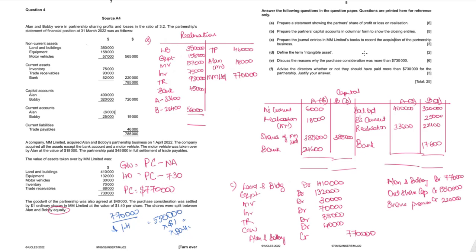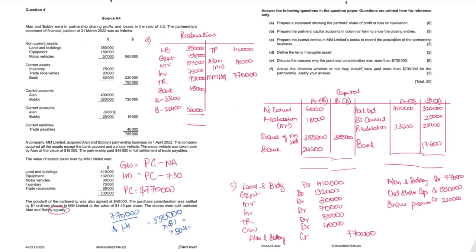Discuss the reasons why the purchase consideration was more than 730,000. The question is, when you are buying assets worth 730,000, why are you paying more than that? The company has paid 770,000. So you'll have to say that the company has paid 40,000 extra. This is for the goodwill.